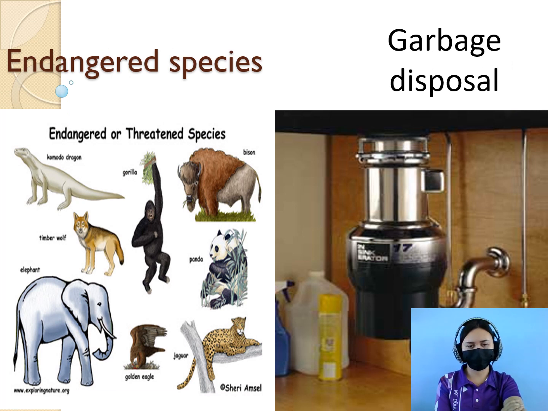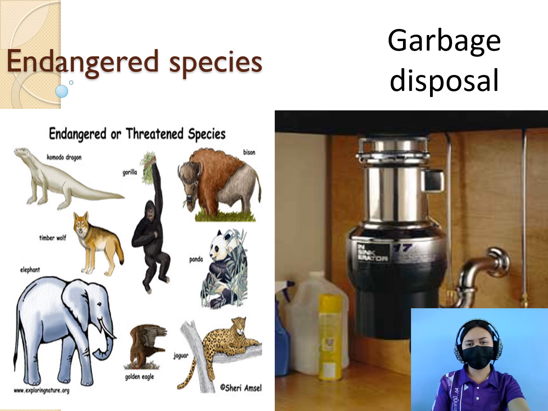Endangered species. When you say endangered species, these are the living things that are endangered. When you say endangered, their counts are decreasing. So we need to conserve or take care of them, so that for the future generation, we still have this kind of species.